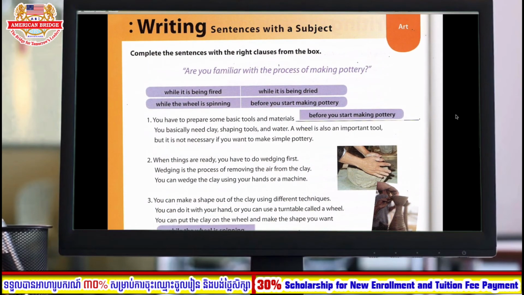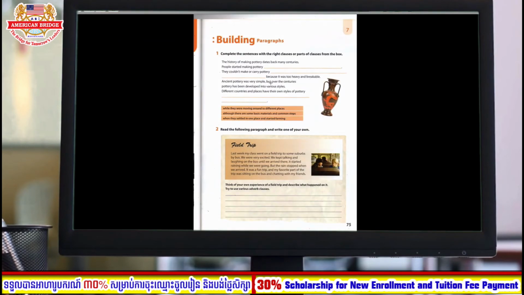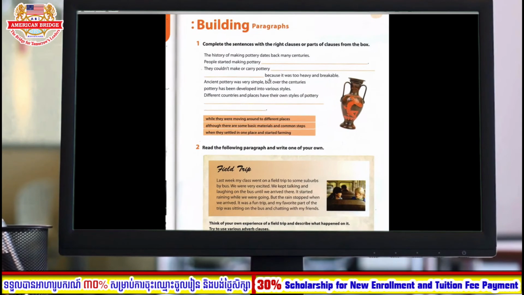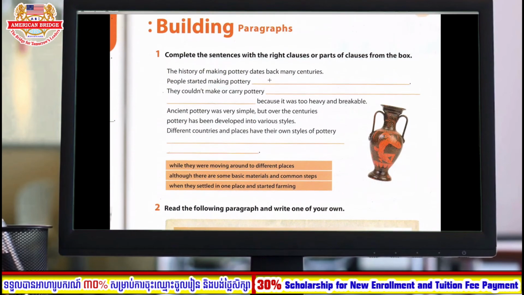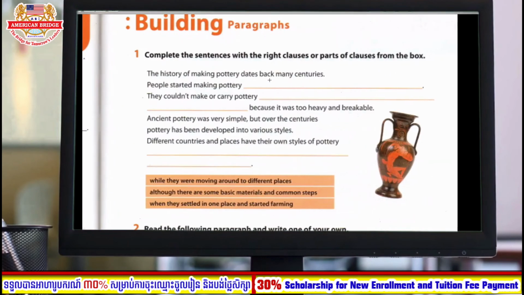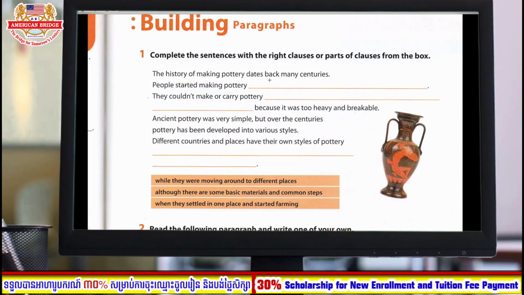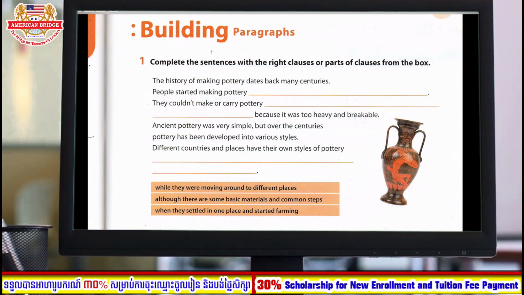Okay, all right, everyone, so that's it for the first point. Now let's move on to the last point, which is building a paragraph. So after you read a few pieces of information there, let's do this last exercise. In this last exercise, you need to complete the sentences with the right clauses or parts of clauses from the book. Okay, so let's figure it out all together.